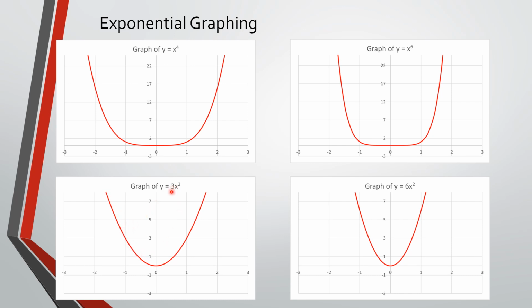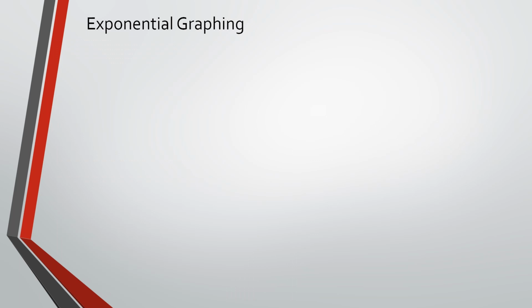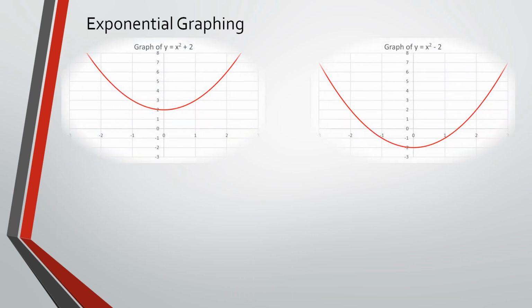When we multiply by 3 here, it rises like this. When we multiply by 6, it goes like this. This doesn't become flatter here, because it's to the second. But if it was to the 6th or the 4th or whatever, this would be slightly flattened here. So that's just some little tidbits about exponential graphing here.